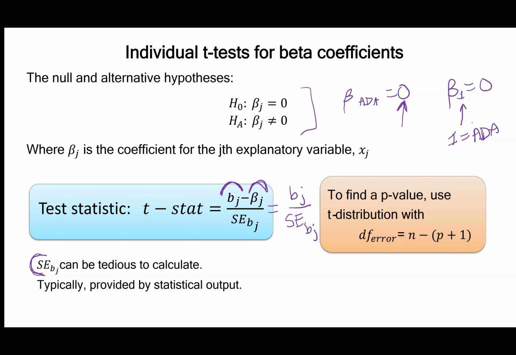It is pretty gnarly. And then if you want to find your p-value and you have a t-table, your degrees of freedom is going to be n minus (p plus 1). This will be your degrees of freedom for your error. So if you were looking at your F-test, your denominator degrees of freedom, it's the same value.